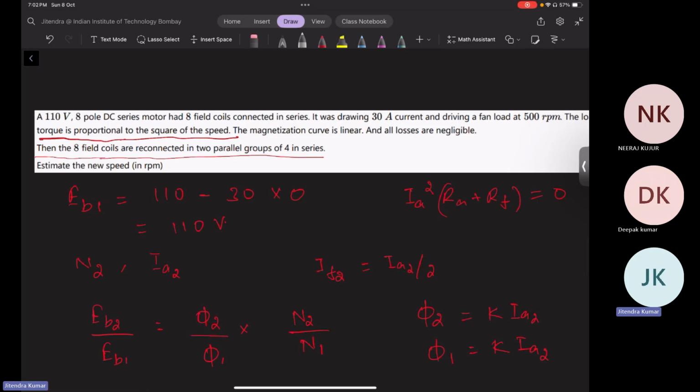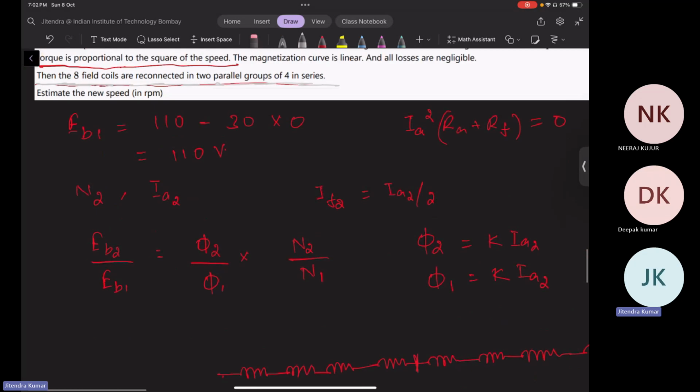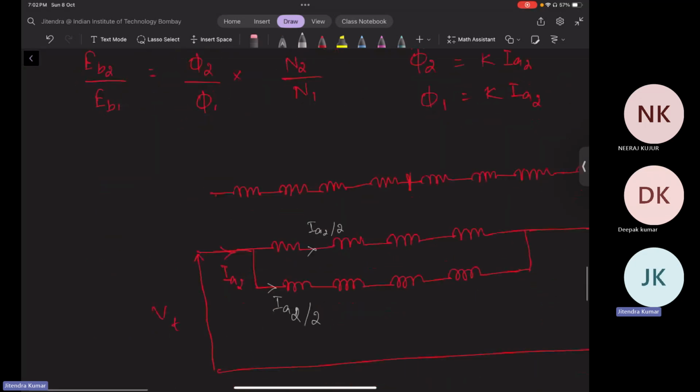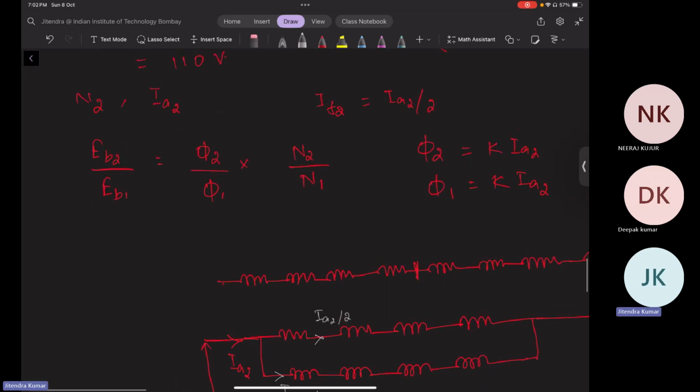The 8 field coils are reconnected in two parallel groups of 4 in series. You can read this statement carefully. Okay, sir. I got it. So EB1 was 110 and EB2, by EB1 we ended up finding this.